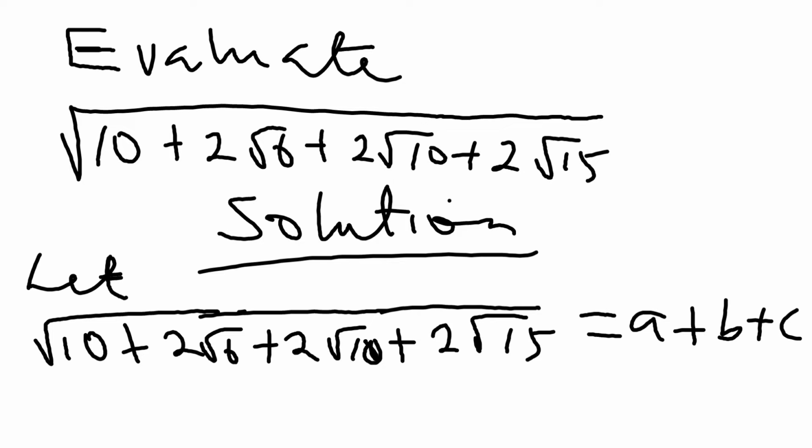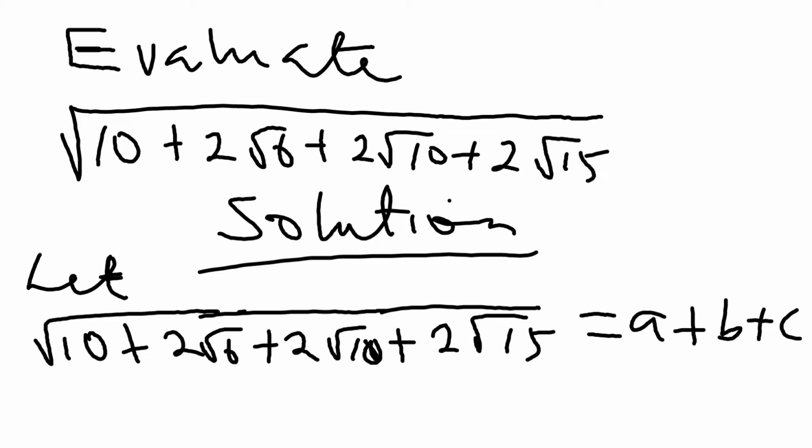Okay, today we are going to look at this video. It says evaluate the square root of 10 plus 2 root 6 plus 2 root 10 plus 2 root 15. And solution. Now I've looked and I have inside a big square root 3 different square roots of non-perfect squares. Since I have 3 of them, I set everything to be equal to a plus b plus c.